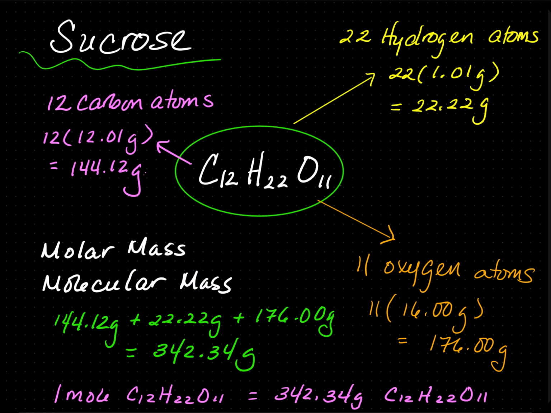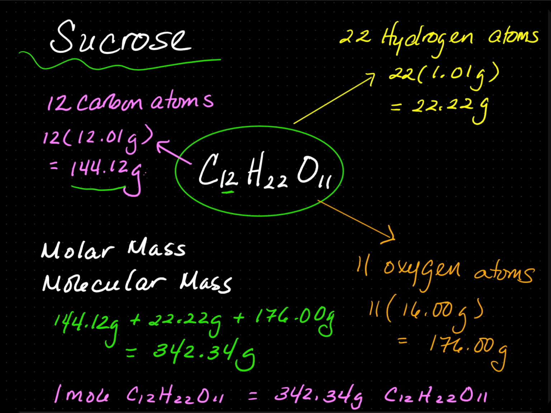Sucrose is a sugar that you used in biology. The sucrose formula is C12H22O11. Since it has 12 carbons, we find the mass of 1 carbon off the periodic table, which is 12.01 grams, and we multiply by 12. So there's 144.12 grams of carbon in sucrose.